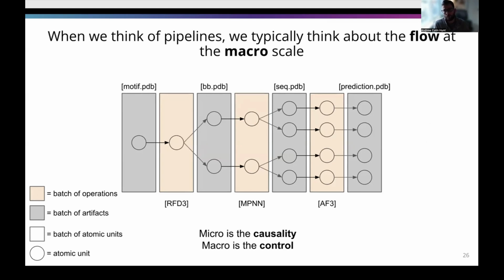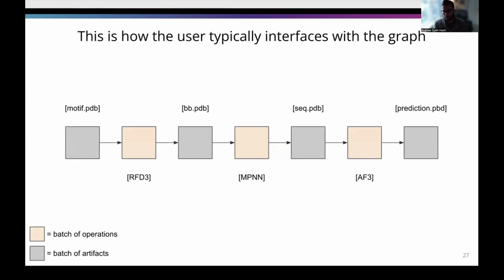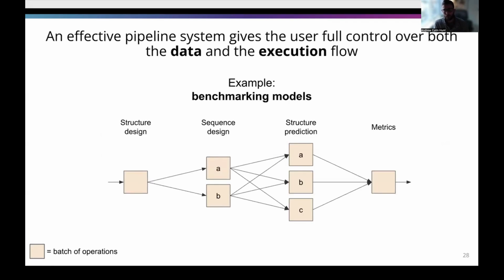But when we think about pipelines, we are typically trying to program these pipelines at what I think of as the macro scale. And so we're typically looking at batched versions of these computations and artifacts. And I think about micro as being about the causality of what's happened, and macro as being about how you control the flow of what you want to happen. And this is how the user typically interfaces with this graph. And these are the pipeline diagrams that we draw, these macro scale graphs. But we also need to be able to bridge these two things, and we need to be able to bridge them well. And so in order to do that, an effective pipeline system must allow the user full control over both data and execution flow.